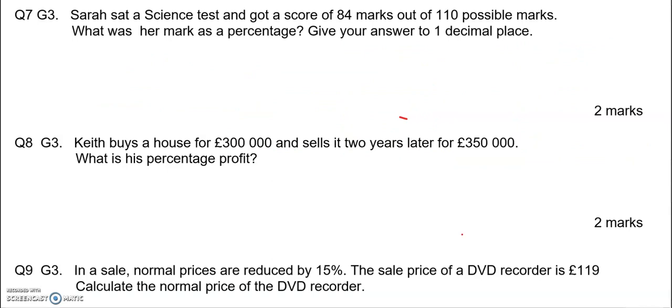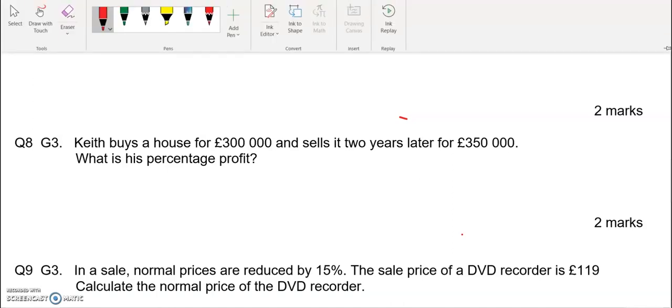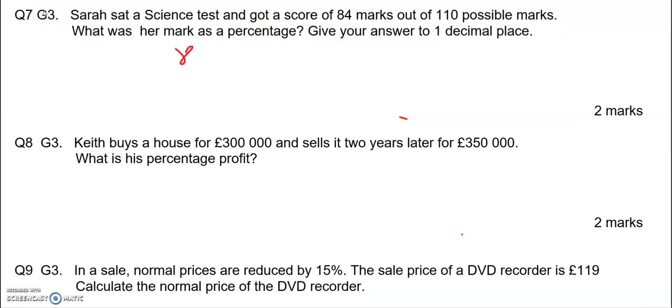Sarah sat a science test and got a score of 84 marks out of 110 possible marks. What was her mark as a percentage? Give your answer to 1 decimal place. So we know how many marks Sarah got, which was 84, and that was out of 110, the total possible. So what we're going to do now, as the fraction suggests, we go 84 divided by 110.